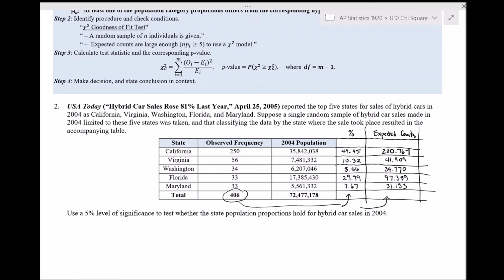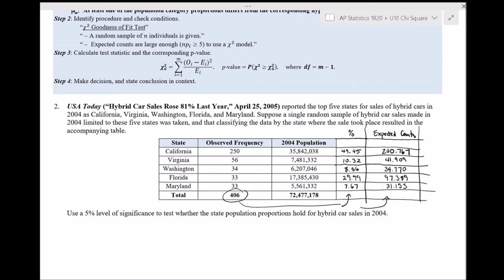So are those way off compared to what was expected? For California, being the largest state, we were expecting 200 or 201 out of the 406 people that were surveyed. And we got 250, which is more than expected. Another one that looks way off, Virginia, 41.9, so 42-ish expected. 56 is higher than expected.